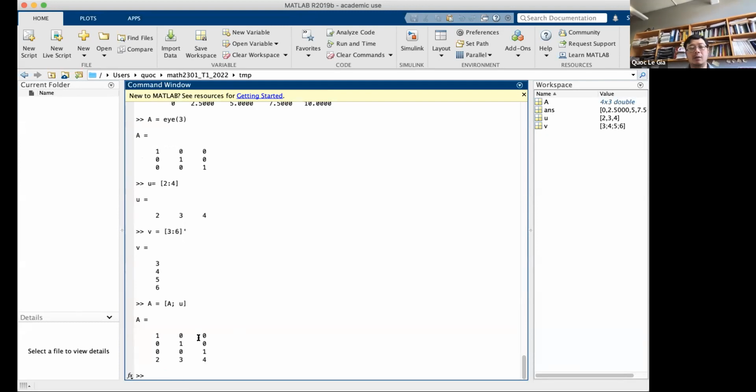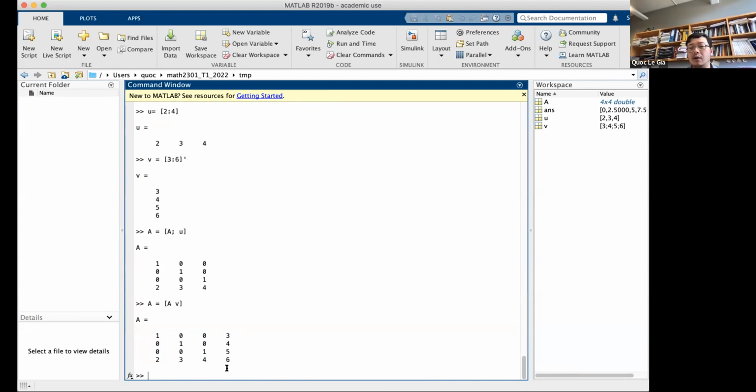So you see the matrix A initially is an identity, and now you have a new row, 2, 3, 4. And now suppose I want to put in a new column. Then I put a column next to the matrix. So very, very easy. Matrix manipulation in Matlab is very easy and very intuitive.